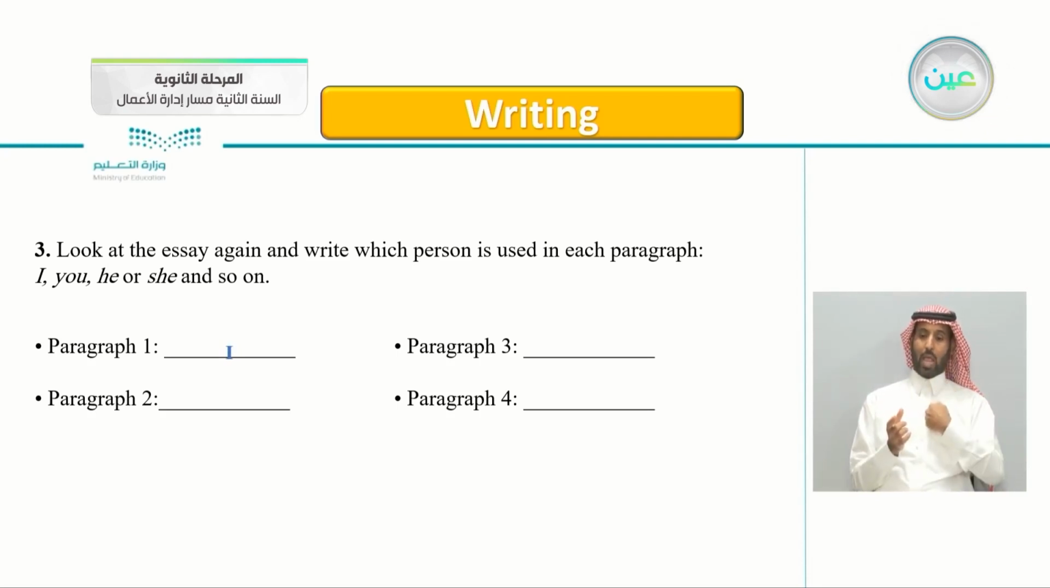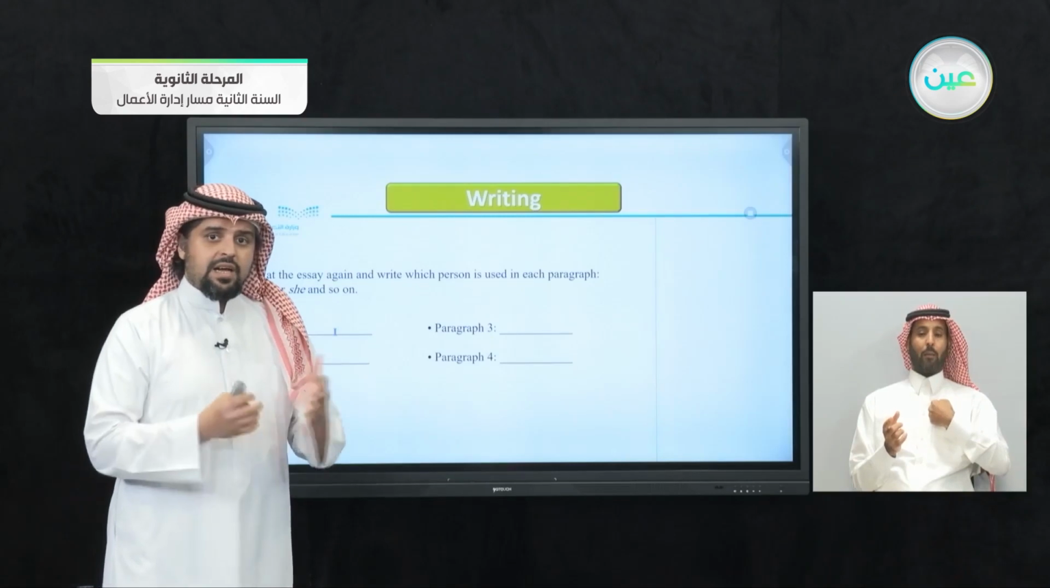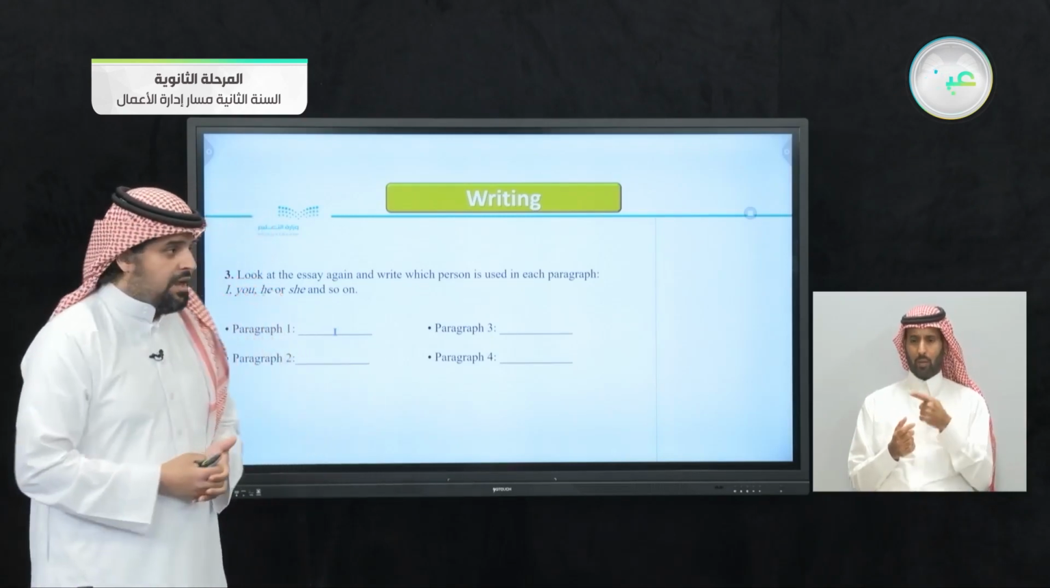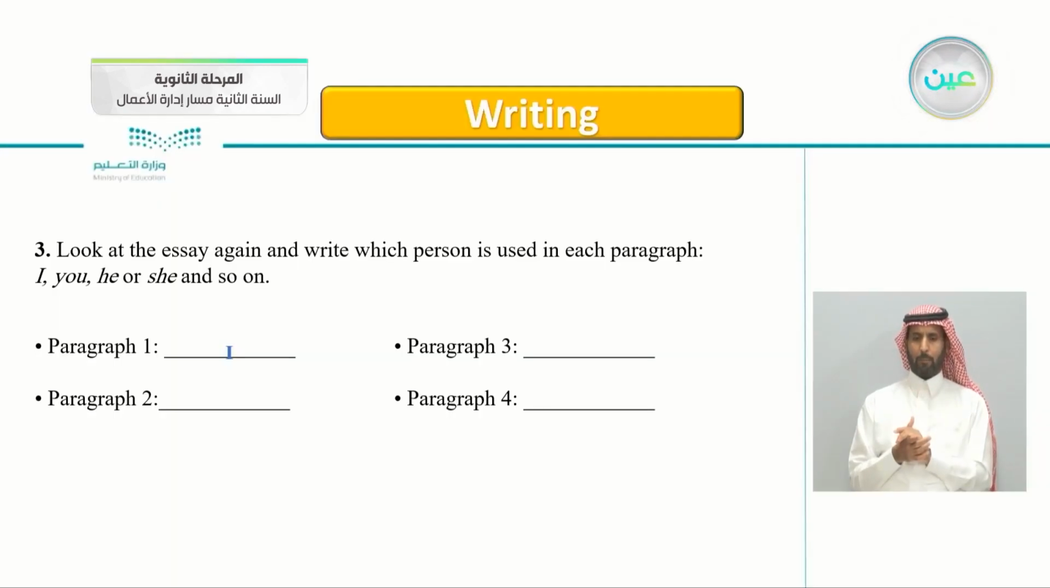I. He's referring to himself. He said I. This is the first paragraph. What about the second paragraph? Again, look at the essay again and write which person is used in each paragraph. So the first paragraph, we wrote I. What about the second one?